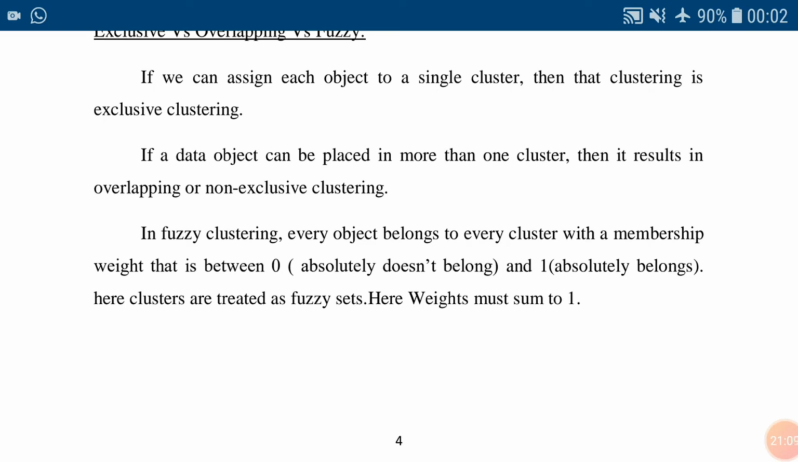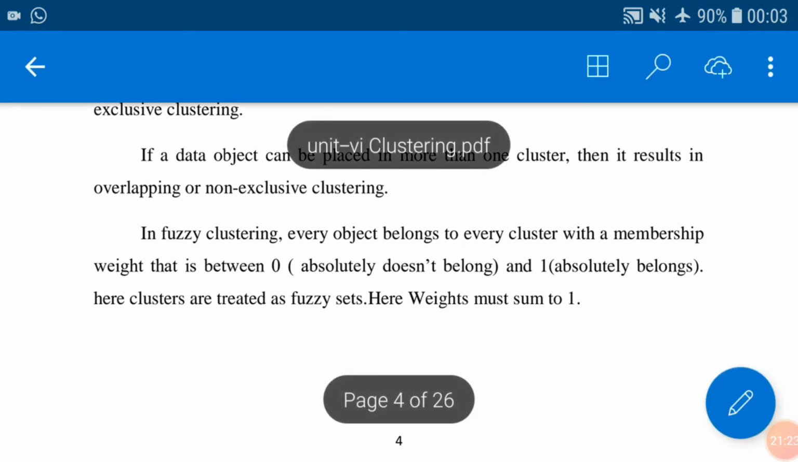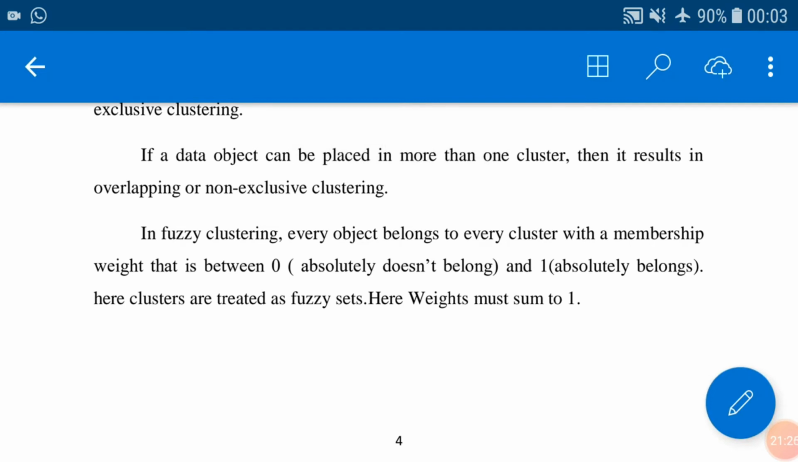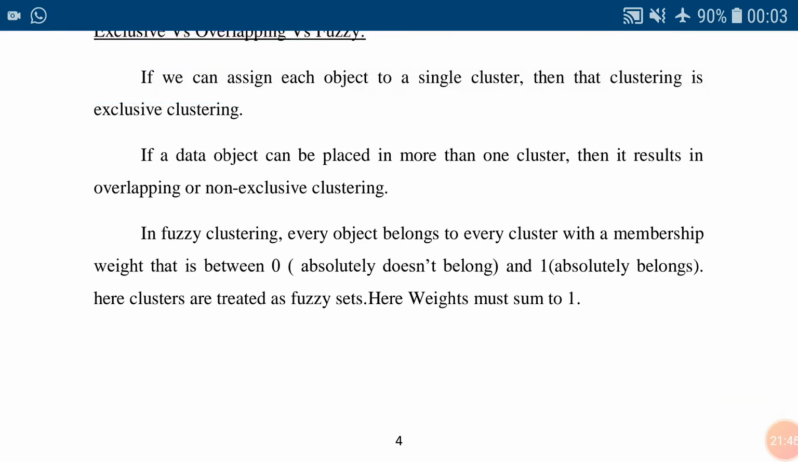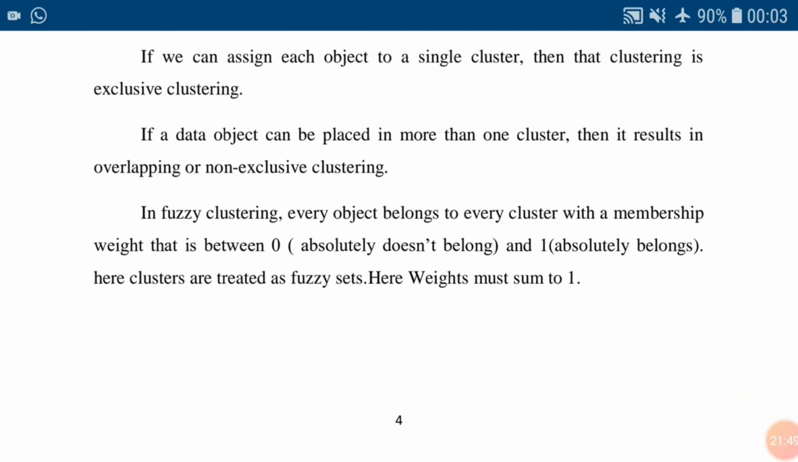Then 8 items are related exclusively to cluster 2, but commonly there are 2 items. Those 2 items are related to cluster 1 and cluster 2 also. Totally we have 18 elements: cluster 1 has 8 elements, cluster 2 has 8 elements, and the two clusters overlap. In the overlapping part we have 2 data items related to both cluster 1 and cluster 2. That is the case of overlapping clustering, or non-exclusive clustering.